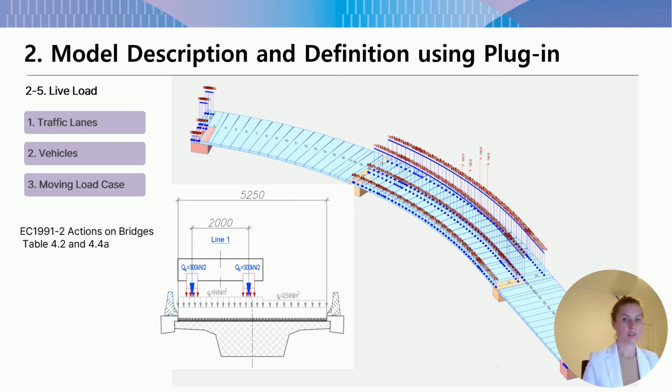Tandem system and UDL system with magnitude 9 kilonewton per meter square and magnitude of 2.5 kilonewton per meter square on the remaining area are depicted here. The same load arrangement you can observe in this picture from MIDAS Civil NX.